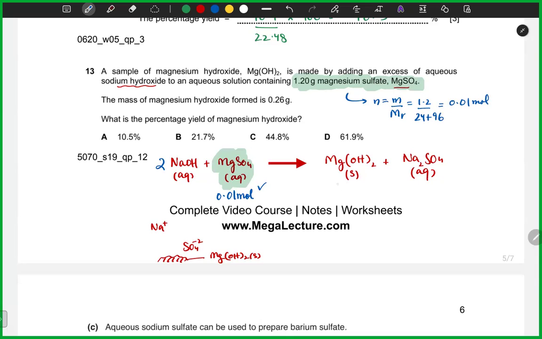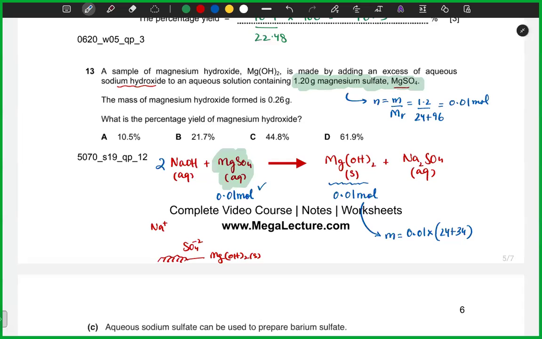So MgOH2 is 1:1 with respect to MgSO4. So that should also be coming out to be 0.01 moles, exactly the same. So theoretically, I should be getting 0.01 moles of MgOH2. And I can calculate the mass of this. So that's moles multiplied by the Mr. So what's the Mr of MgOH2? That's Mg is 24 and OH is 17 times 2. So that's 34.